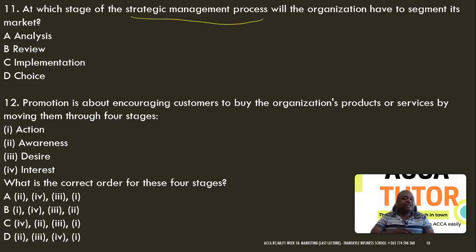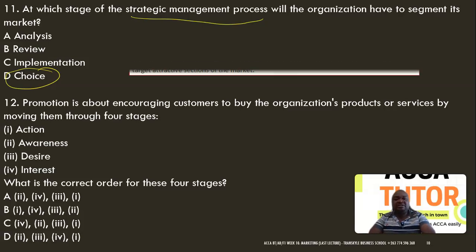All right. That's an issue of strategic choice. So that stage will be the choice stage. It's not an analysis or review or implementation stage, but a choice. Then what follows from a choice is the implementation. All right, so that's the choice stage. Let us see from the examiner.